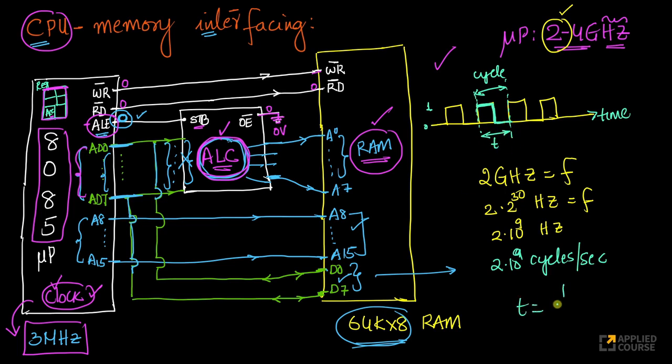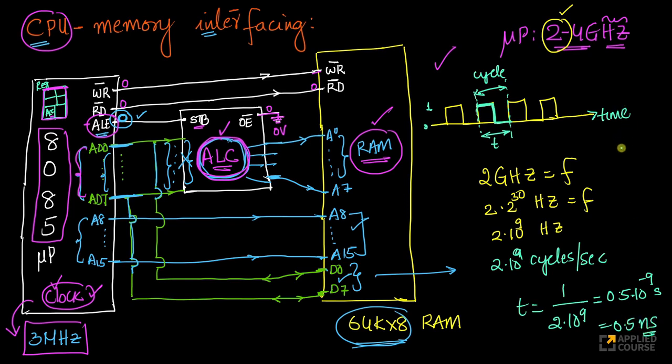This time is now equal to 1 by 2 into 10 power 9. What is this? This is 0.5 into 10 power minus 9 seconds. What is 10 power minus 9 seconds? 1 nanosecond. So 0.5 nanoseconds.